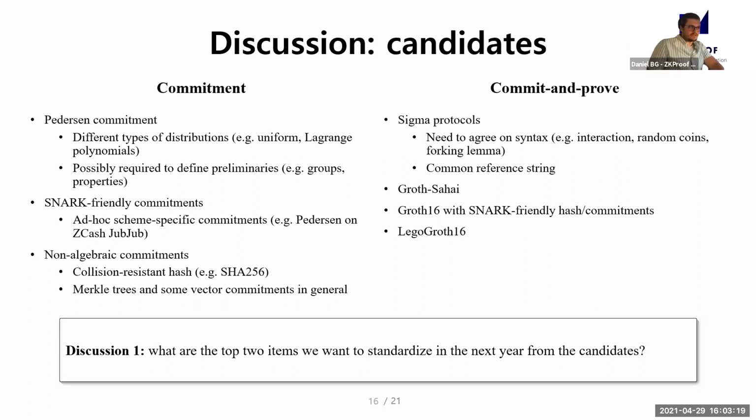The second one is SNARK-friendly algebraic hash commitments. So given some SNARK-friendly algebraic hash, how to use that as a commitment. SNARK-friendly algebraic hash commitments, that's what you said? Yes. And the third one is conventional hash function commitments. So how to instantiate it as a commitment? Yes.